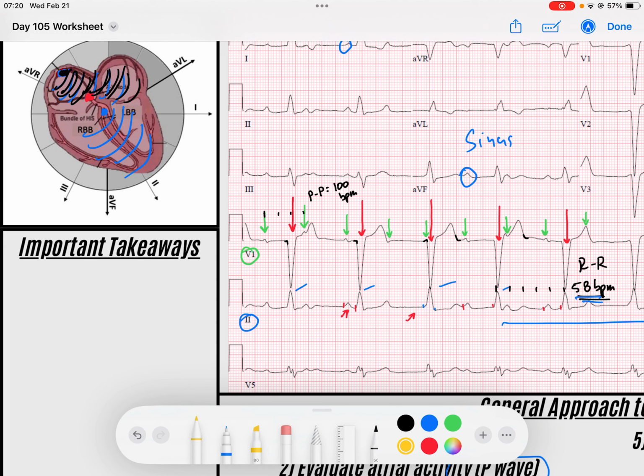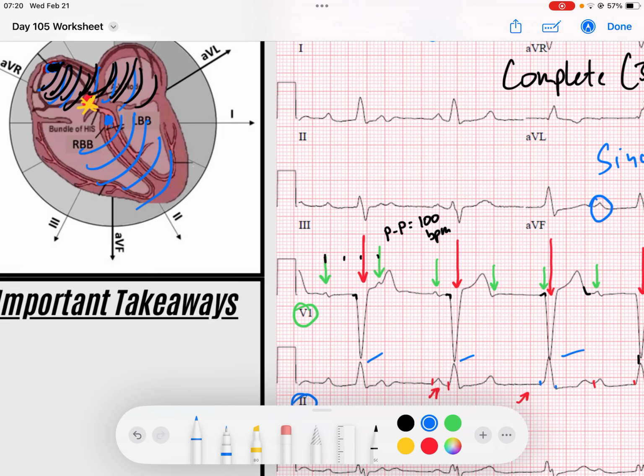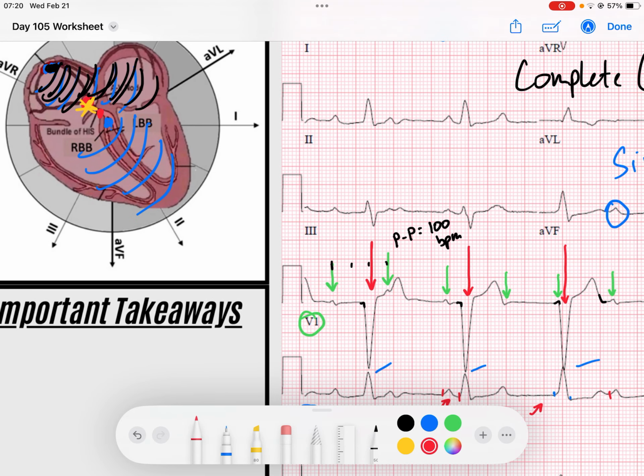That tells me that there is a block at my AV node that is completely inhibiting any P wave from getting down to my QRS, and so this is a complete, or third degree, AV block. Because the rate of my escape rhythm is 58 beats per minute, I know that the junction just below the AV node, for junctional escape rhythms, goes at a rate of 40 to 60 beats per minute.